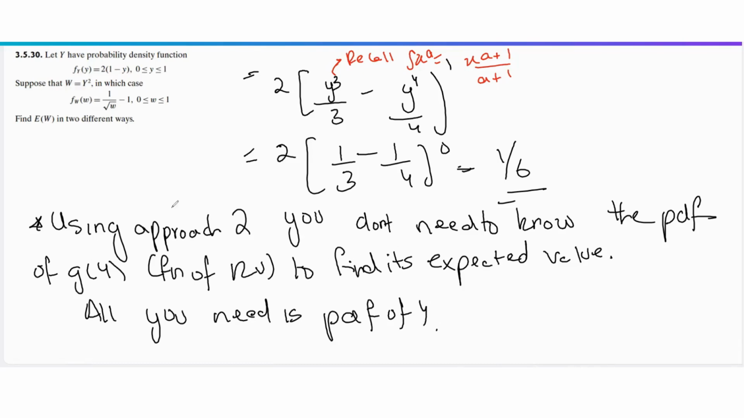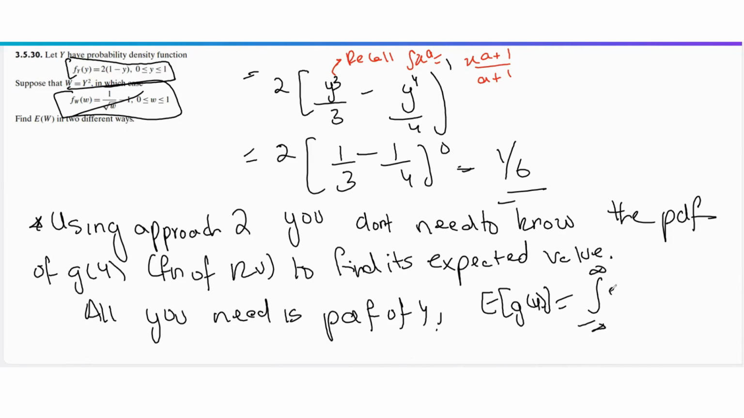So even if we did not know the PDF of W, in this case, this was not given to us, we could still find the expected value of W, which is y squared, using the PDF of y, like we did in approach 2. So to find the expected value of a function of a random variable, you don't need to know the PDF of that function, you just need to know the PDF of the random variable, because then we can find the expected value of g(y) as the integral from minus infinity to infinity of g(y) f(y) dy. So as long as you have the PDF of the random variable of which it is a function, you can easily find its expected value.